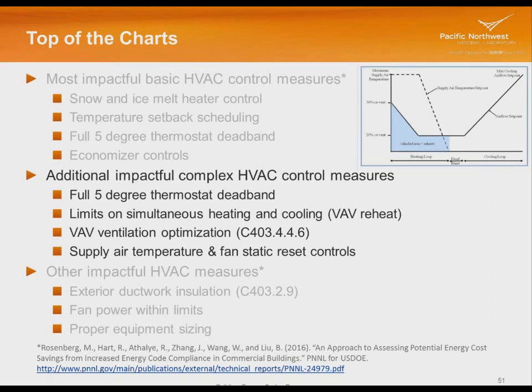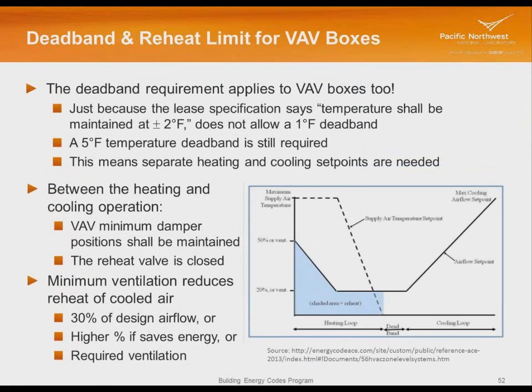So let's again hit our high impact measures that are listed in the code. We'll come back to the 5-degree deadband again and talk about how that applies in VAV systems. We'll talk about limitations of simultaneous heating and cooling, VAV ventilation optimization, and supply air temperature and fan static reset controls, okay? Those are all requirements in the code relating to this VAV reheat system, which again is one of the more popular systems in modern building construction.